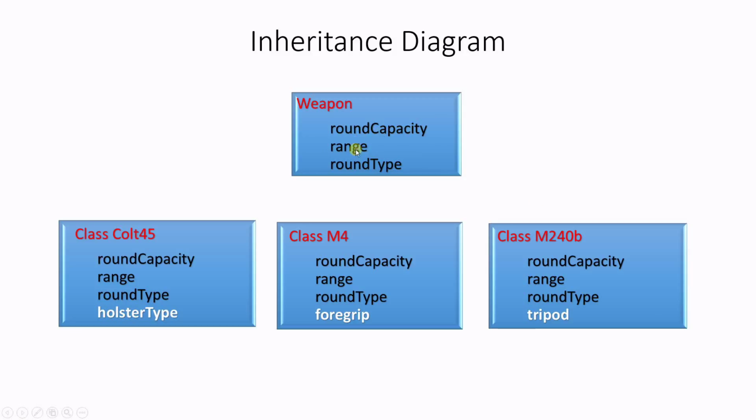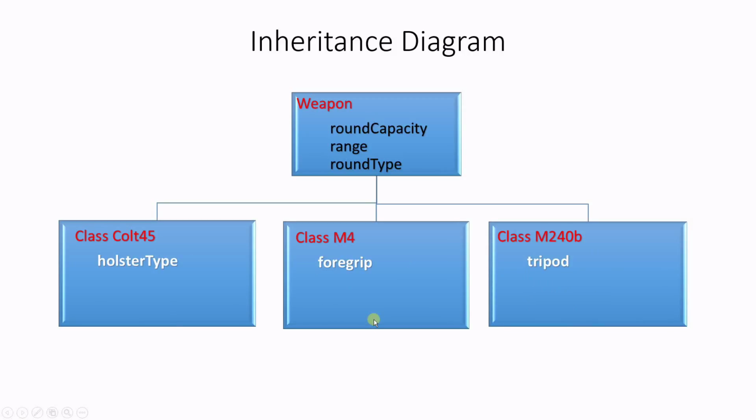So without inheritance, each class has to have the same variables. You need to code that more than once. But if you use inheritance, then each class that you create and that inherits from the weapon class will not have anything repetitive. However, whenever you instantiate an object out of, let's say, the Colt 45 class, it will have the holster type and also whatever variables and functions come from the weapon.